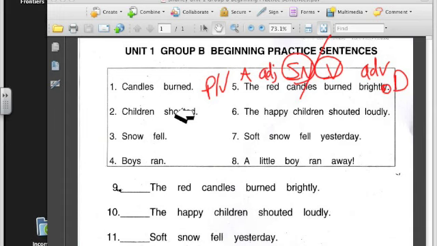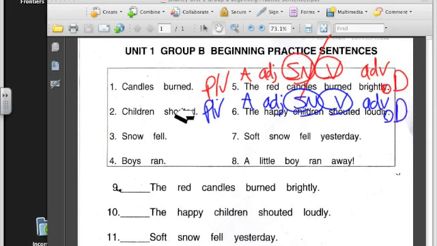Let me go ahead and do another example for you. Let's choose blue this time. The happy children shouted loudly. Who shouted loudly? Children. Subject, noun. What is being said about children? Children shouted. Verb. Shouted how? Loudly. Adverb. What kind of children? Happy. Adjective. The, article adjective. Subject, noun, verb, pattern one, check. Period, statement, declarative sentence. Go back to the verb and divide the complete subject from the complete predicate.